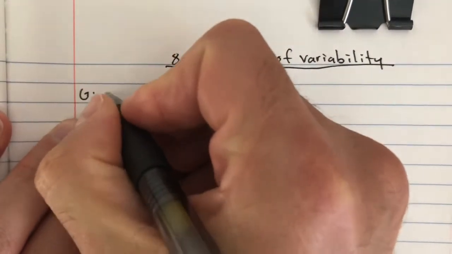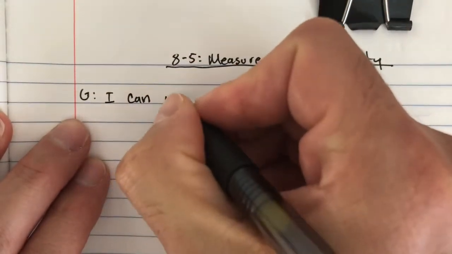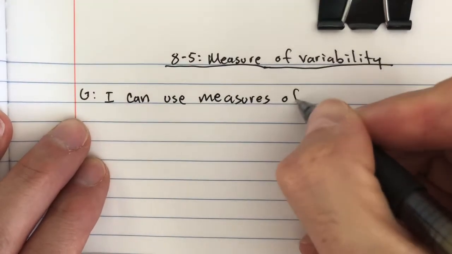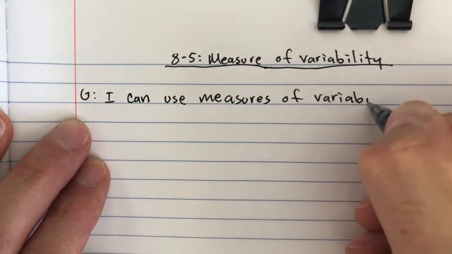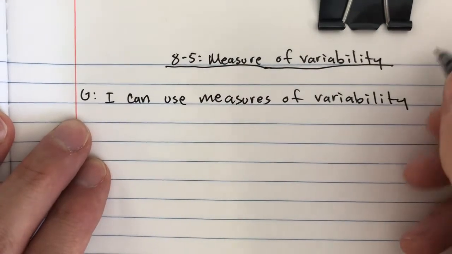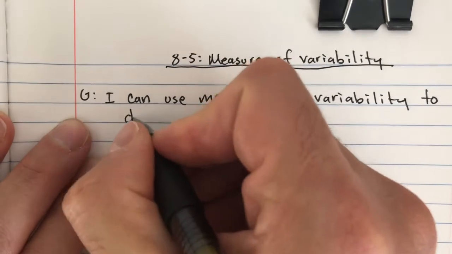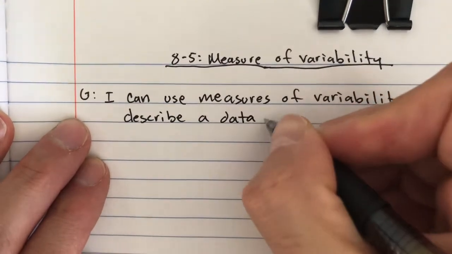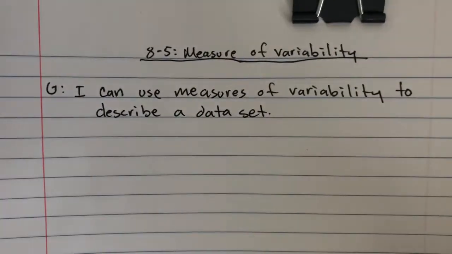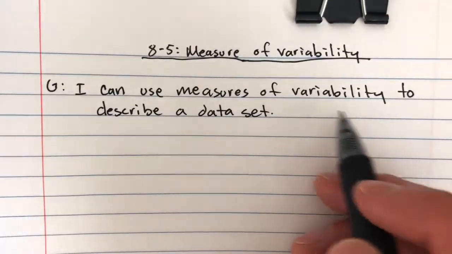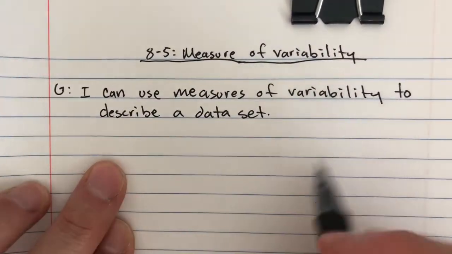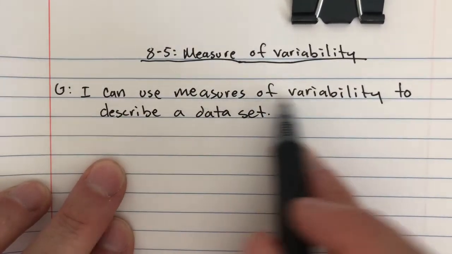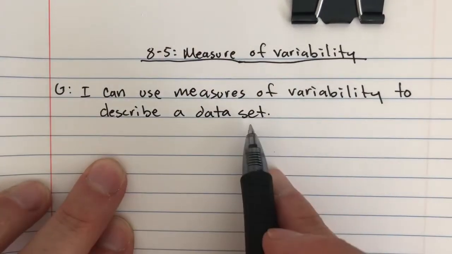Goal. I can use measures of variability to describe a data set. So again, I can use measures of variability to describe a data set. This is your goal: if you can find the measures of variability, which are the MAD and the IQR, and then use that information to describe the data set.